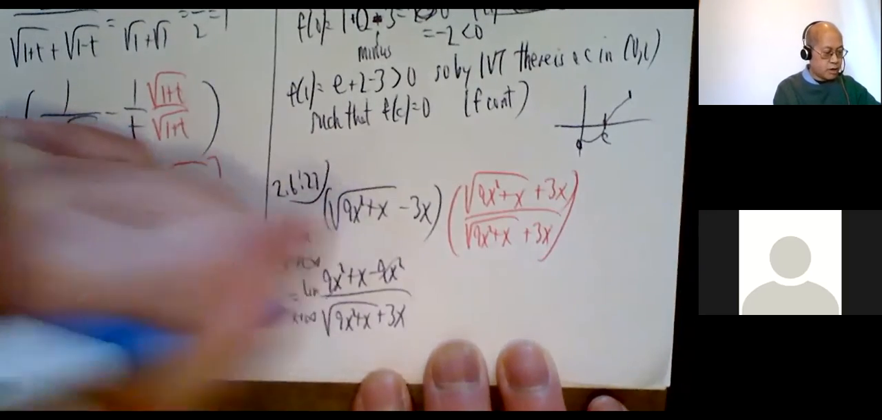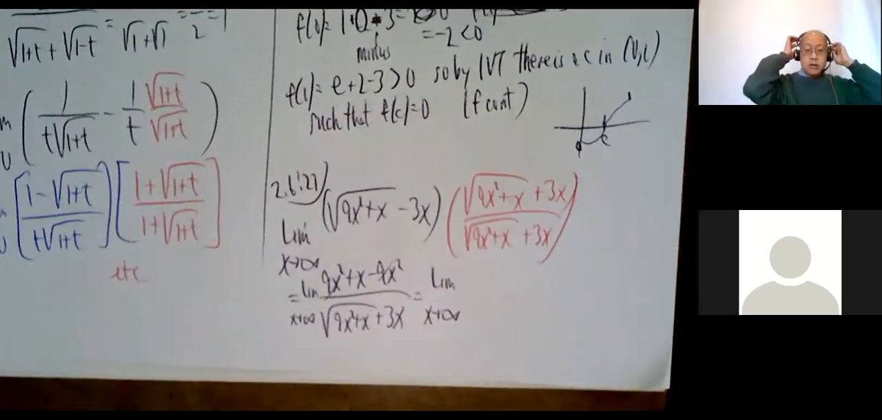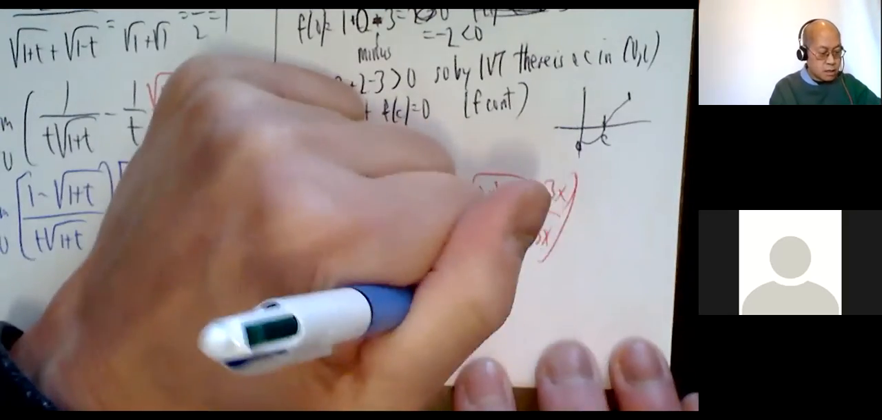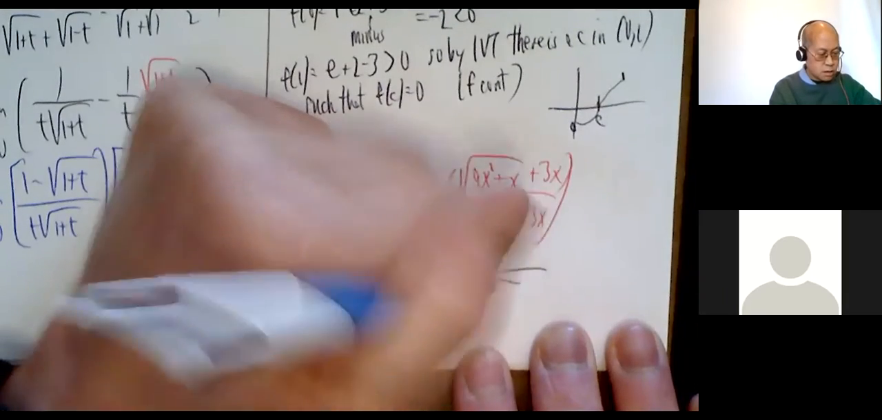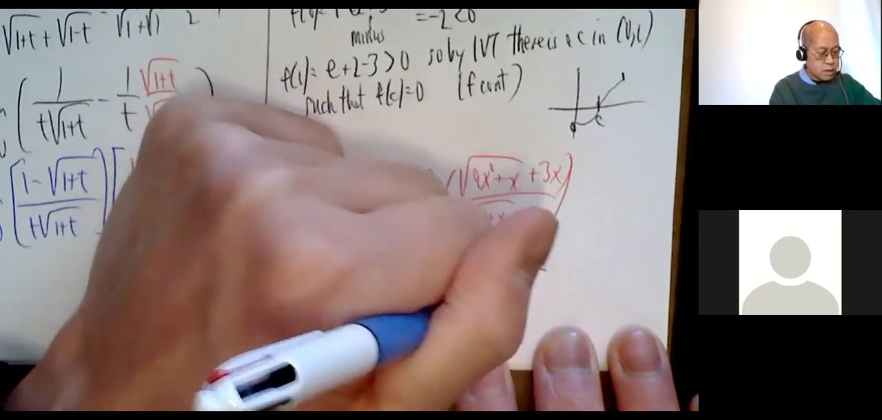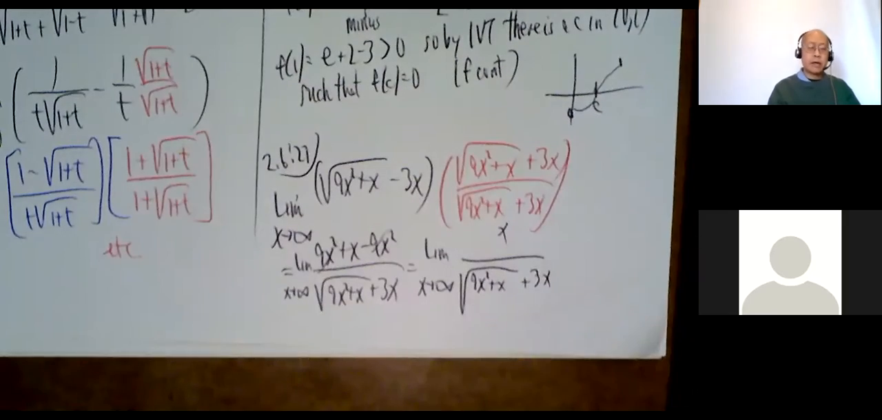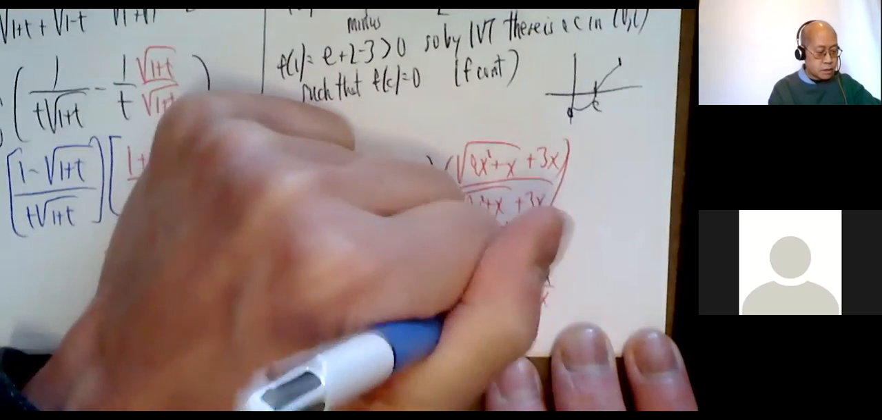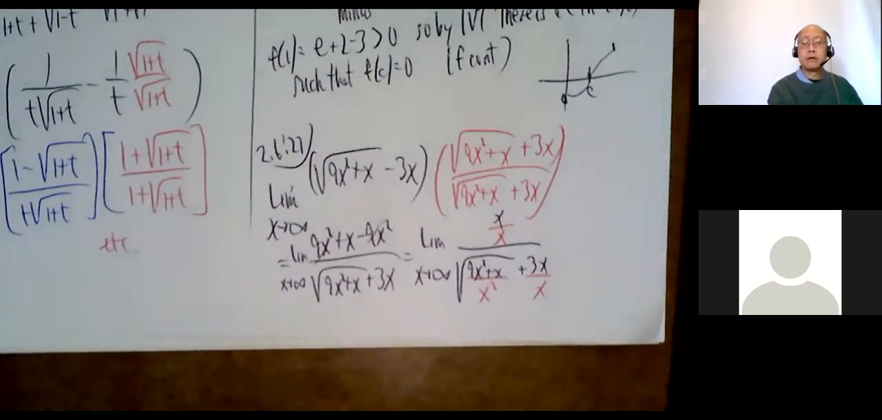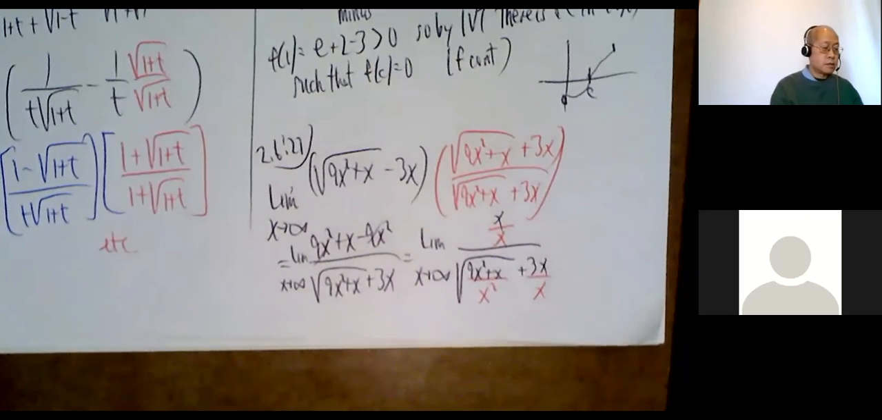Limit as x approaches infinity. So the numerator is just x, and the denominator is radical 9x squared plus x plus 3x. Okay, now divide top and bottom by x. So divide this by x, divide each of these by x. That's a trick, right? Divide by x.